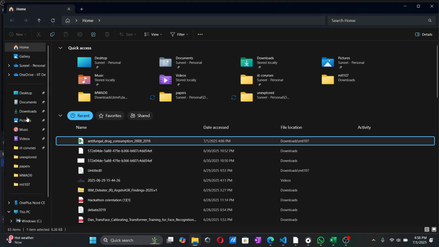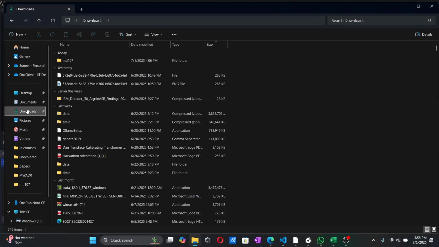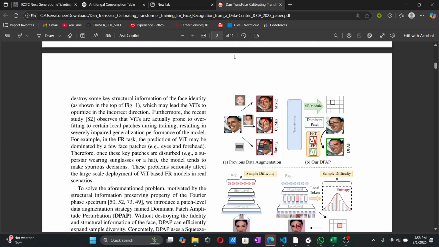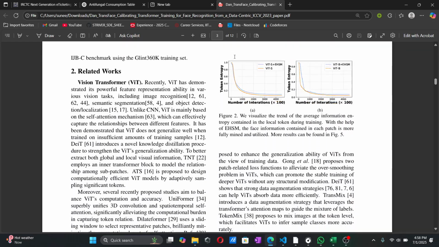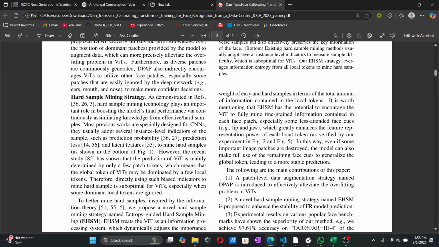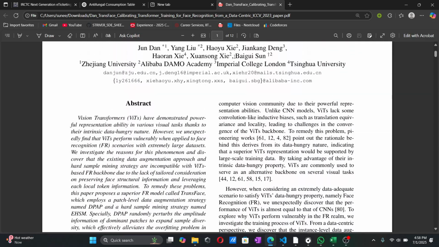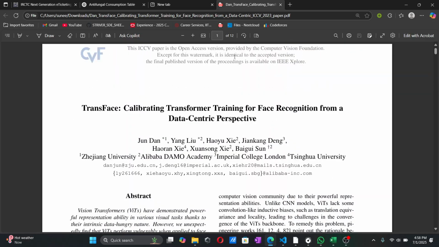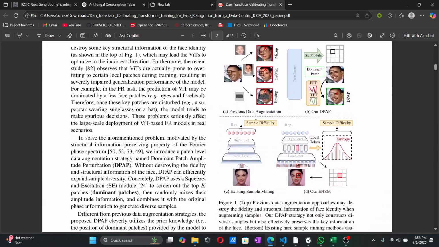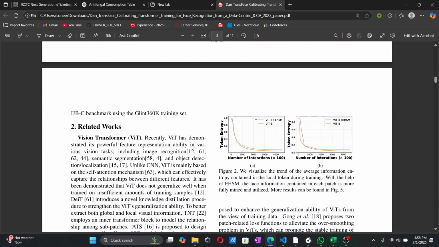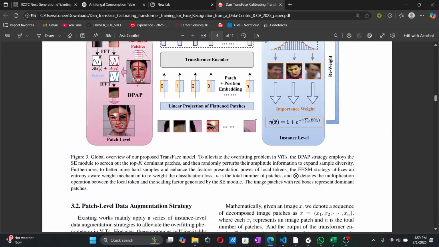It should be somewhere here. Just here. This is the paper. It's for face recognition. It's a recent paper, I guess. It's from 2023, I guess. Yeah, 2023. So this is the paper we have to study now.